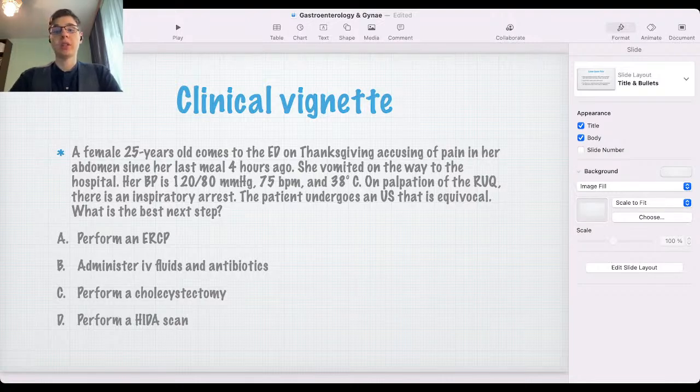On palpation of the right upper quadrant, there is an inspiratory arrest. What is the next step: ERCP, administer IV fluids and antibiotics, perform a cholecystectomy, or perform a HIDA scan? Let me know your answer in the chat.